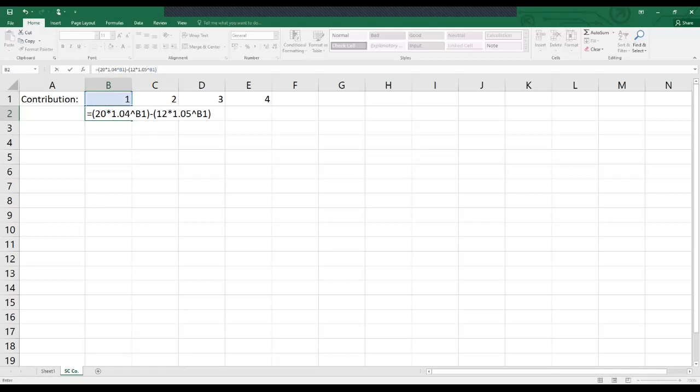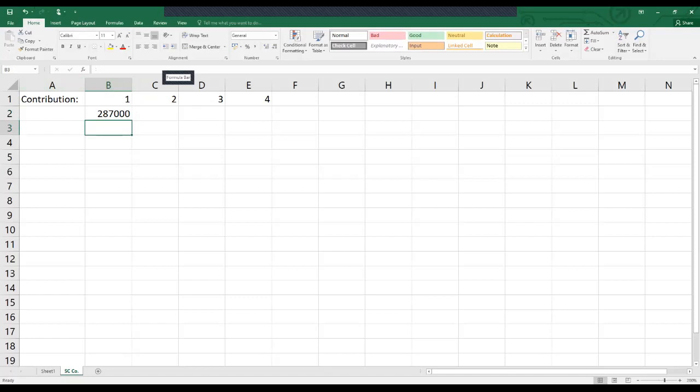Therefore, to get the total contribution, you multiply by the number of units. The number of units in year one is 5,000, therefore multiply by that 5,000 units.